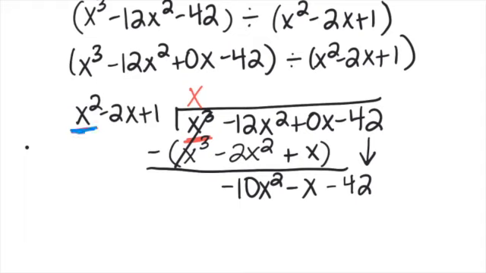All right, so repeat the process. What do we need to multiply x squared by to give me minus 10x squared? So that's going to be minus 10.